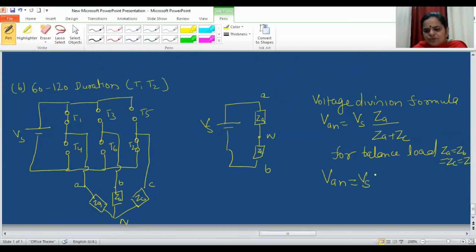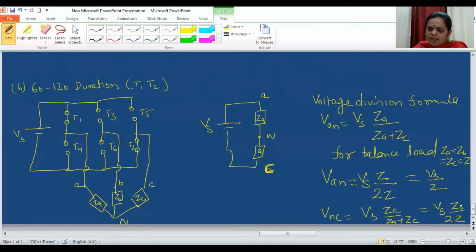So what I am going to get? Vs is equal to Z upon 2Z, so I am going to get Vs by 2. Now similarly, this is not B, this is C. VNC will be equal to Vs ZC upon ZA plus ZC. Now if I calculate it for balanced load, that is Vs into Z upon 2Z, so what I am going to get? VNC is Vs by 2. But my interest is in VCN, so that is minus Vs by 2.